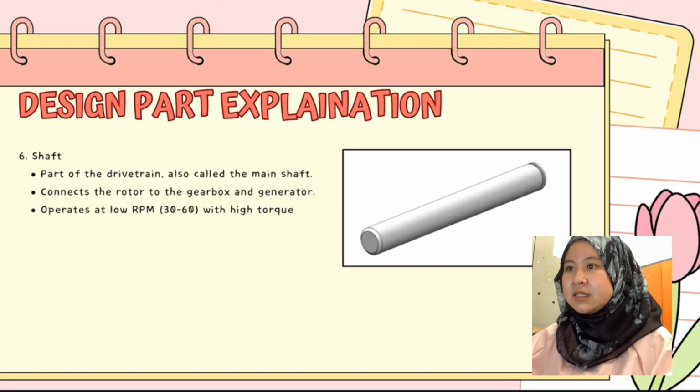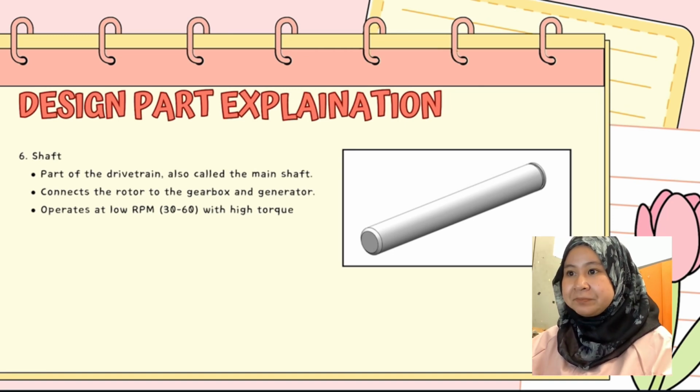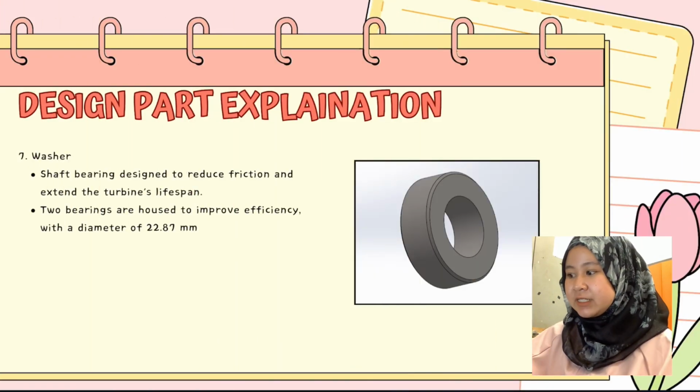And the sixth part is part of the drivetrain, also called the main shaft. It connects the rotor to the gearbox and generator, and it also operates at low RPM, 30 to 60, with high torque.